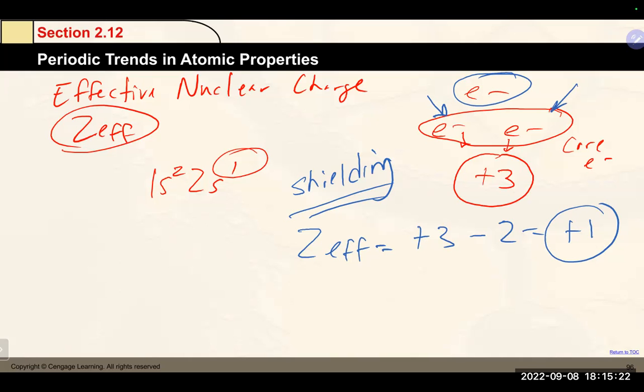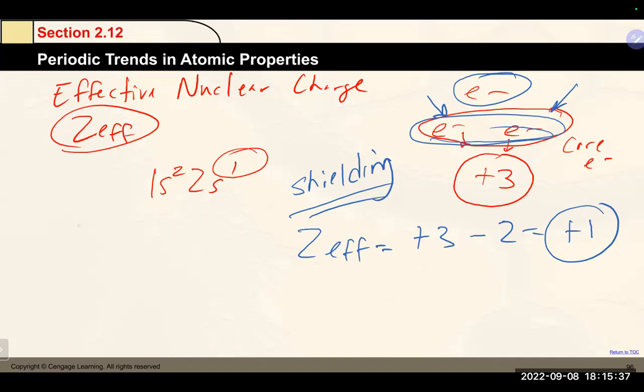Now, electrons in the same energy level don't really shield each other because they're in the same energy level. So it's really just electrons in a lower energy level that will actively shield higher energy level electrons.